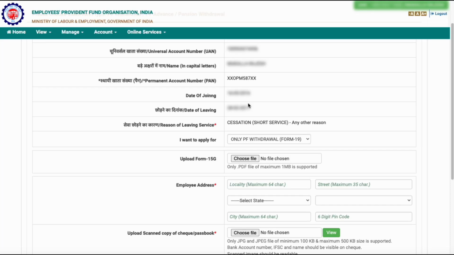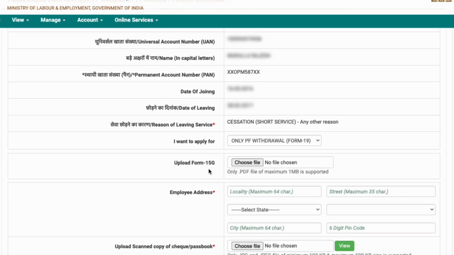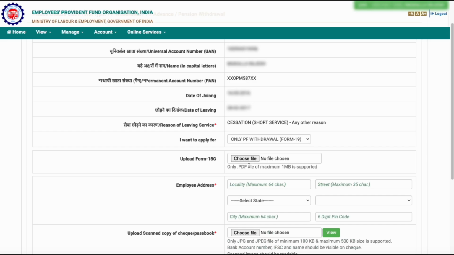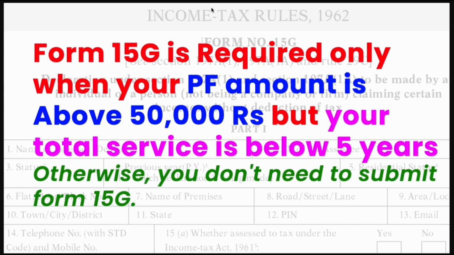When you are withdrawing your EPF amount online on the UAN member portal, you will see an option called Upload Form 15G. Is this Form 15G mandatory for every EPF member? No, Form 15G is required only when your PF amount is above 50,000 rupees but your total service is below 5 years. Otherwise, you don't need to submit Form 15G.